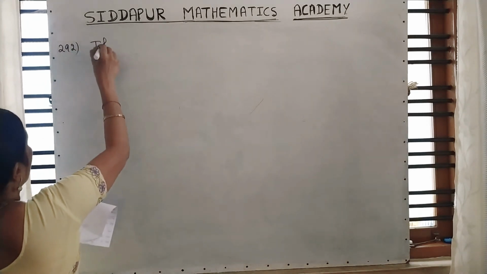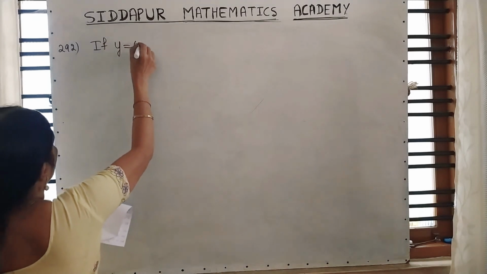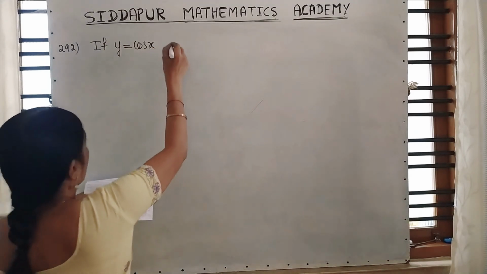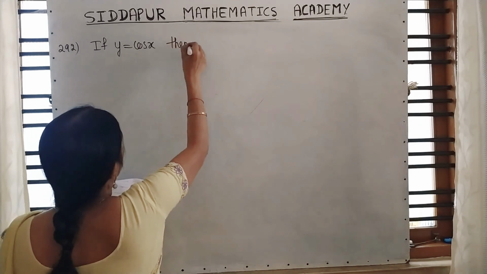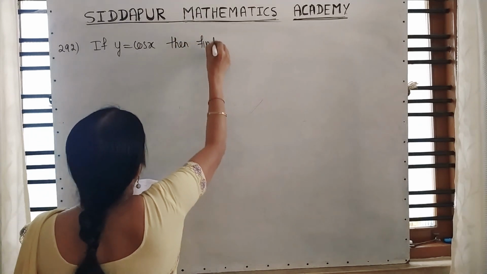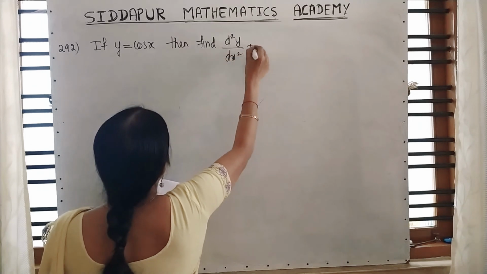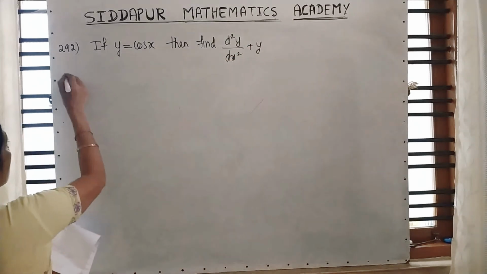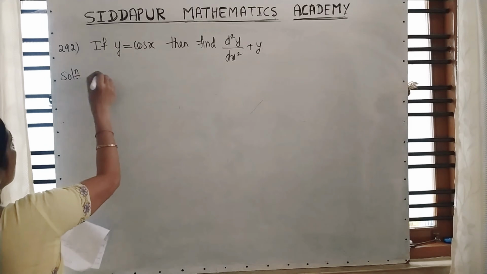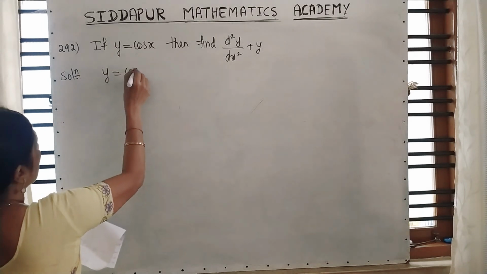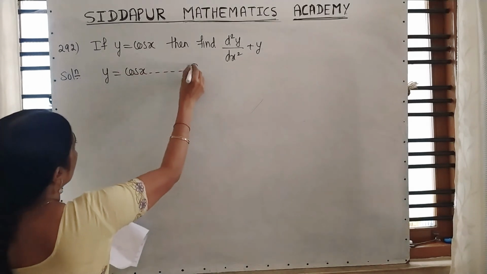If y is equal to cos x, then find d square y upon dx square plus y. So in the solution, let us take y is equal to cos x as equation 1.